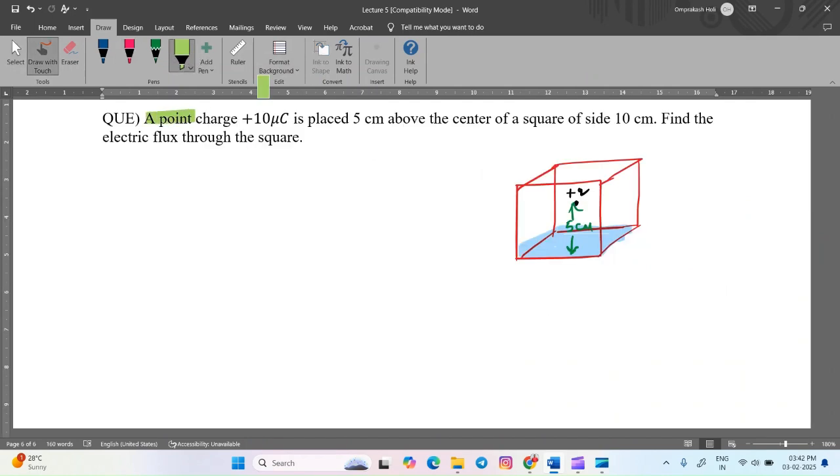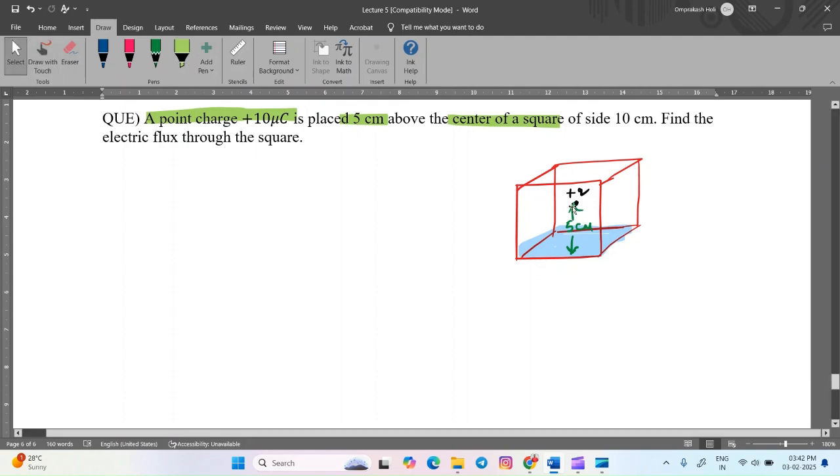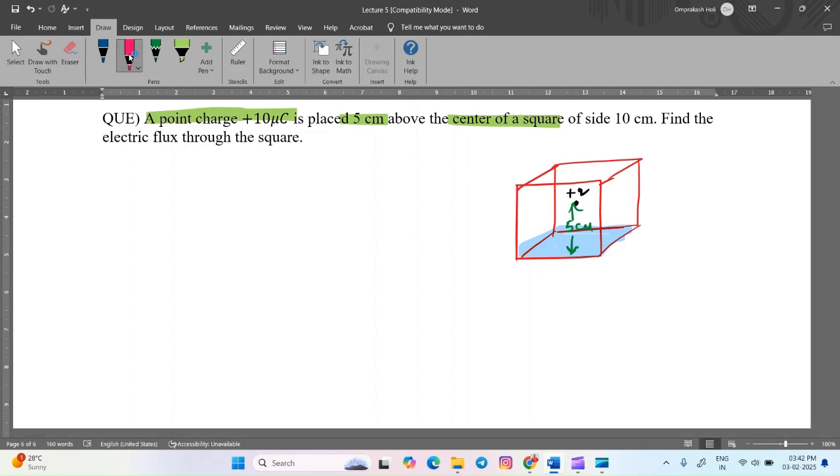A point charge of 10 microcoulomb is placed at 5 centimeter above the center of a square. As you can see in this particular picture, this is the center and this is the charge Q, which has a magnitude of 10 microcoulomb, which is equal to 10 into 10 raised to the power of minus 6 coulomb. And they have asked us to calculate the electric flux through the square. And this is acting only on the bottom surface.